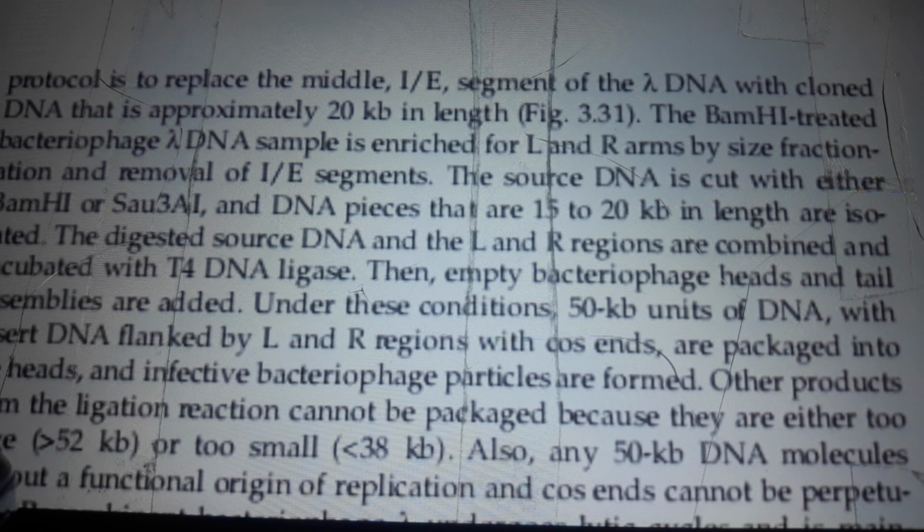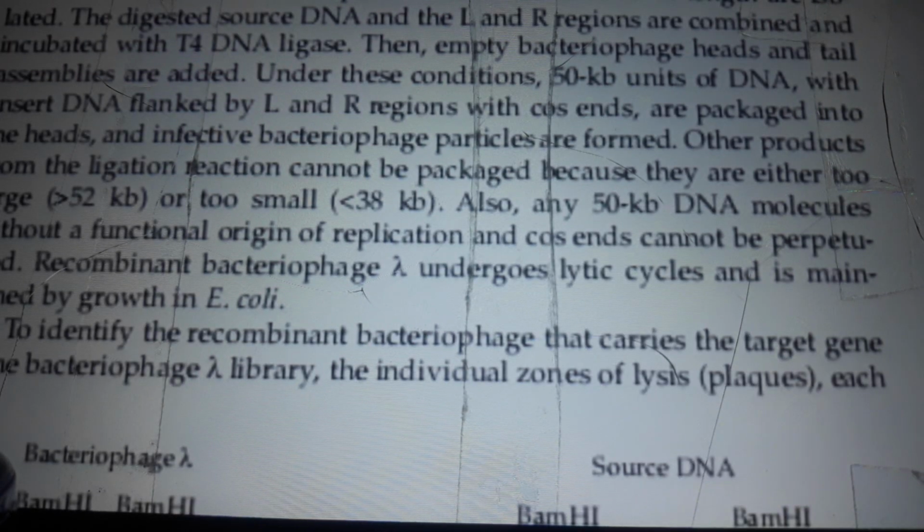The source DNA is cut with either BamHI or Sau3AI, and DNA pieces that are 15 to 20 kb in length are isolated. The digested source DNA and the L and R regions are combined and incubated with T4 DNA ligase. The empty bacteriophage heads and tail assemblies are added. Under these conditions, 50 kb units of DNA with insert DNA flanked by the L and R regions with cos ends are packaged into the heads, and infective bacteriophage particles are formed.